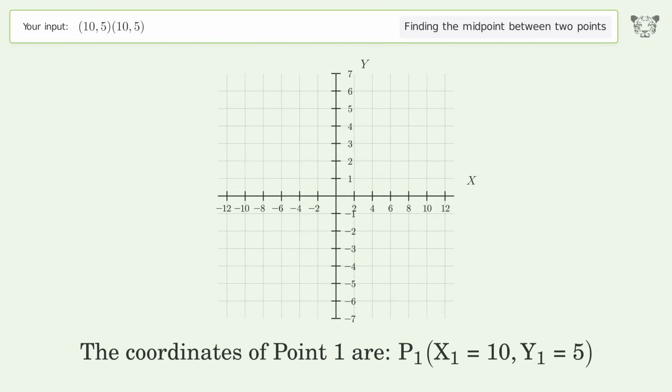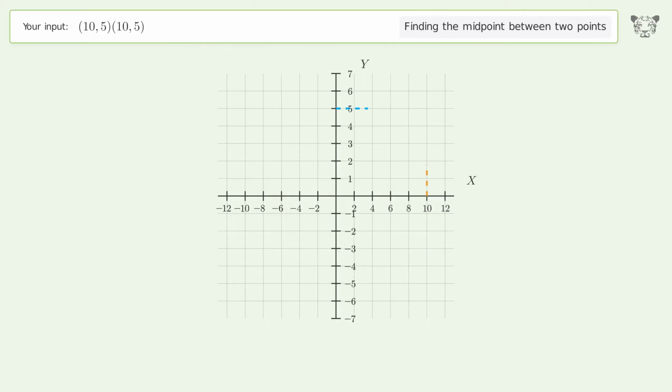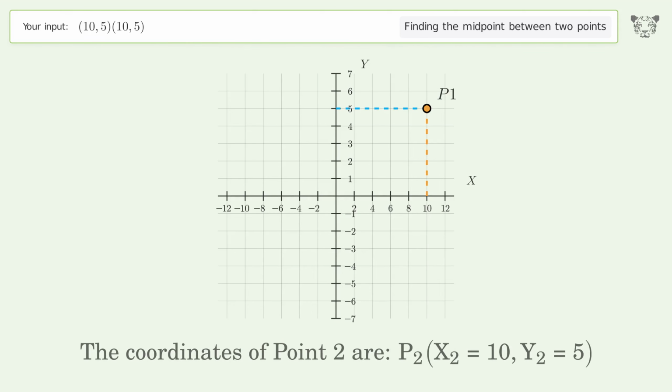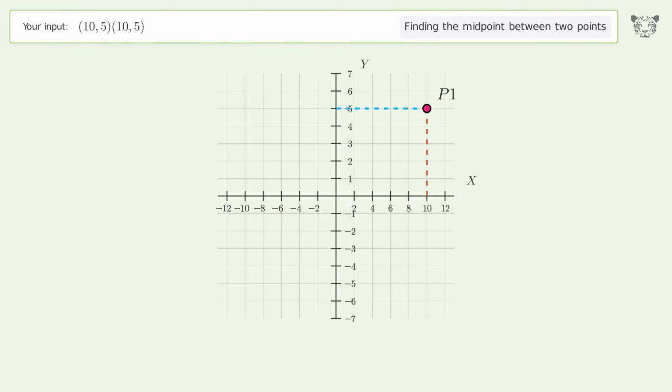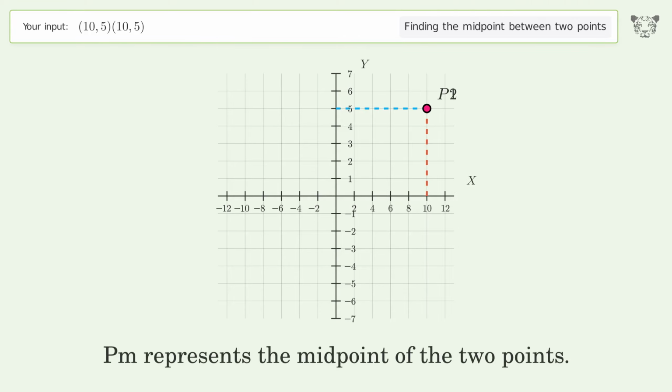The coordinates of point 1 are x1 equals 10, y1 equals 5. The coordinates of point 2 are x2 equals 10, y2 equals 5. PM represents the midpoint of the 2 points.